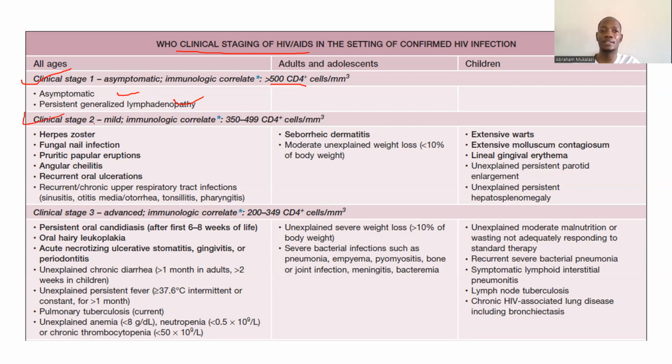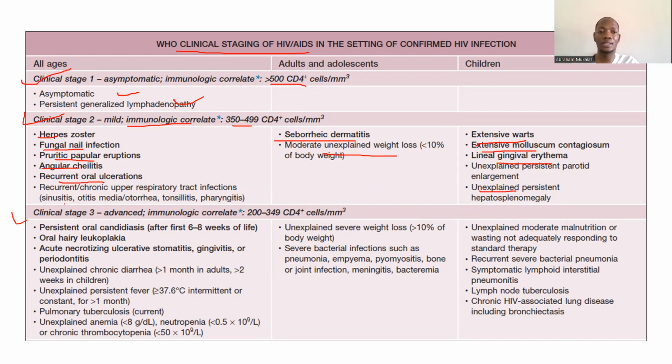Then the second stage, which is mild, could correlate with immune status where the CD4 count is about 350 to 499 cells per millimeter cubed. So in this case, you can start to see skin manifestations, including herpes zoster, superficial fungal nail infections, pruritic papular eruptions, angular cheilitis, recurrent oral ulcerations, and sometimes even extensive seborrheic dermatitis, unexplained weight loss of less than 10% of the body weight. Then you can have extensive warts, especially in children, extensive molluscum contagiosum, gingival erythema, then unexplained persistent hepatosplenomegaly.